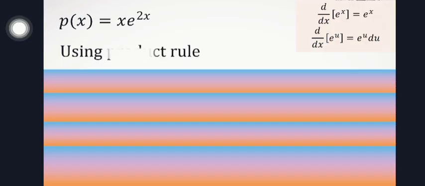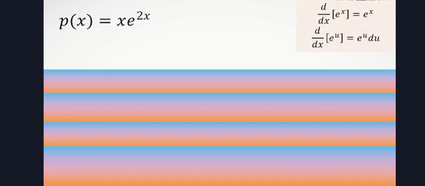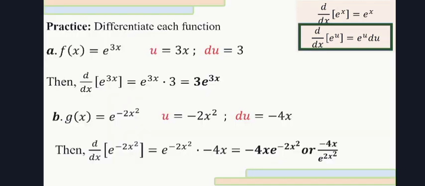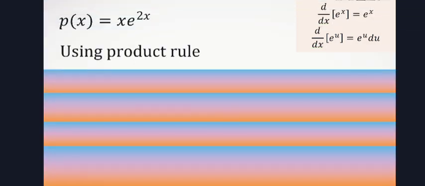Example, let's say for example, we have p of x is equal to x e raised to 2x. So ito naman, we have your product, diba, ng one variable and other term natin, which is e raised to 2x. So anong gagawin natin dito? So para mahanap yung derivative ng function nito, we will apply your product rule. Okay? So balikan natin, one of the basic differentiation rule is the product rule.